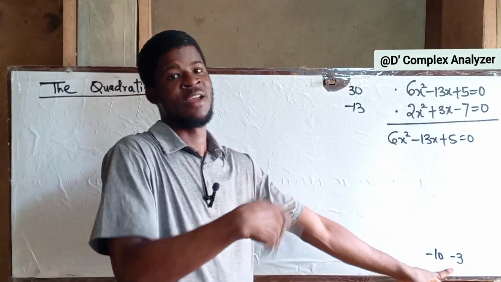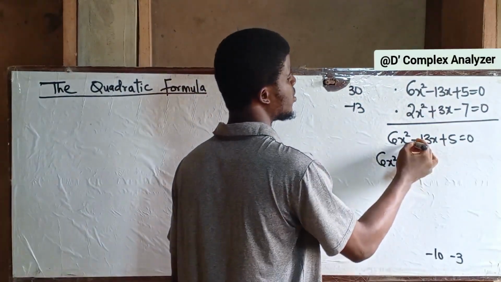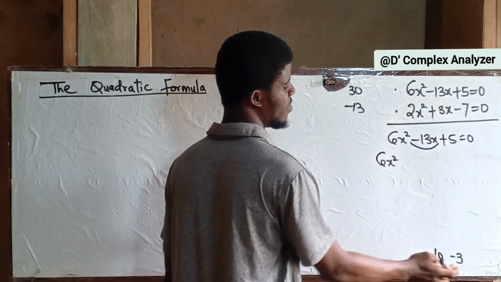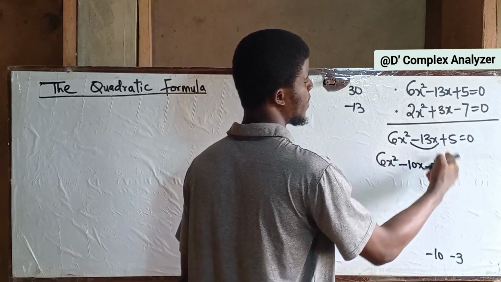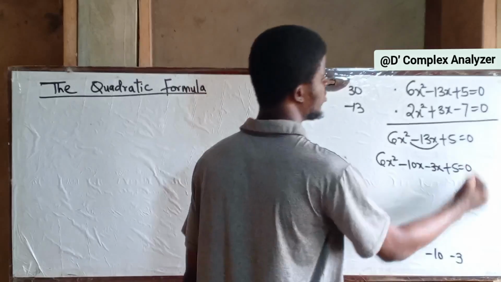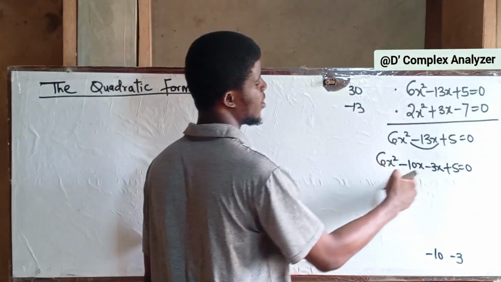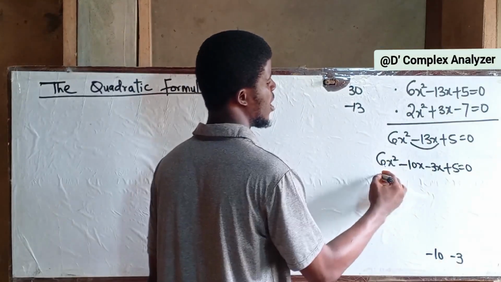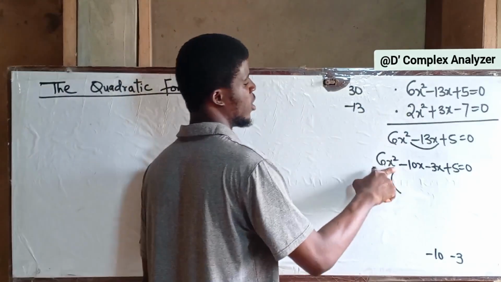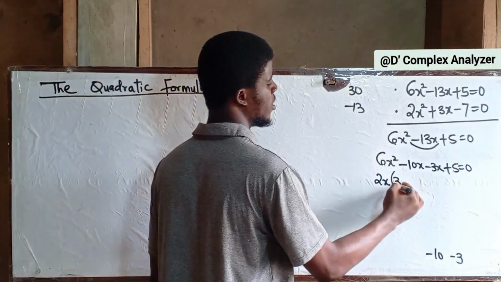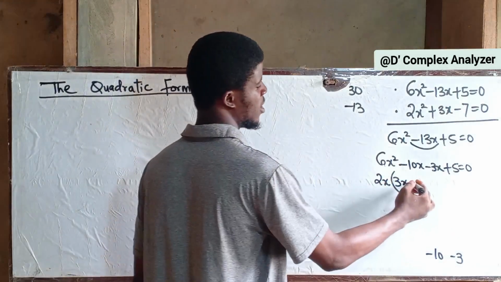We can solve this by factorization method. It's simple. This is 6x squared. Replace this minus 13x with this minus 10 minus 3. That will be minus 10x minus 3x plus the 5 equal to 0. Then factorize by grouping. This is 6. What's common to this 2? I have 2x. Bring it out. If I divide 6x squared by 2x, that will be 3x. And if I divide minus 10x by 2x, that's minus 5.